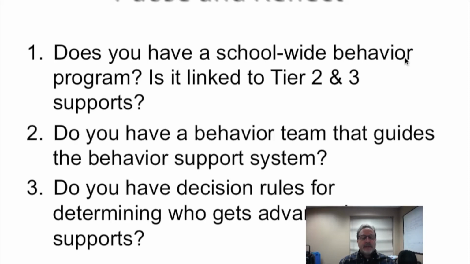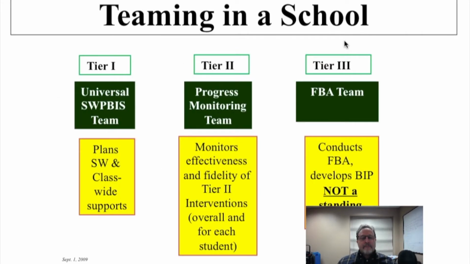So do you have something intact for school-wide tier 1, and is that linked to tier 2 and tier 3 supports? And then do you have a behavior team that guides the process like we were talking about, and do you have decision rules as we were talking about just a minute ago? So take a moment, pause, and think about those questions. All right. Keep those in mind as we move forward and connect some of what we'll be talking about to the system that you have in place now.